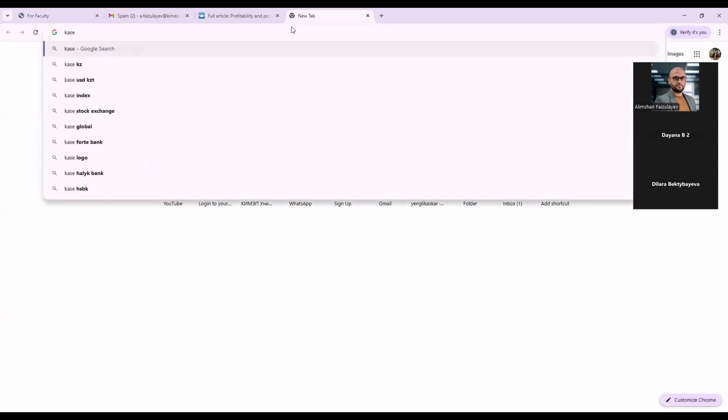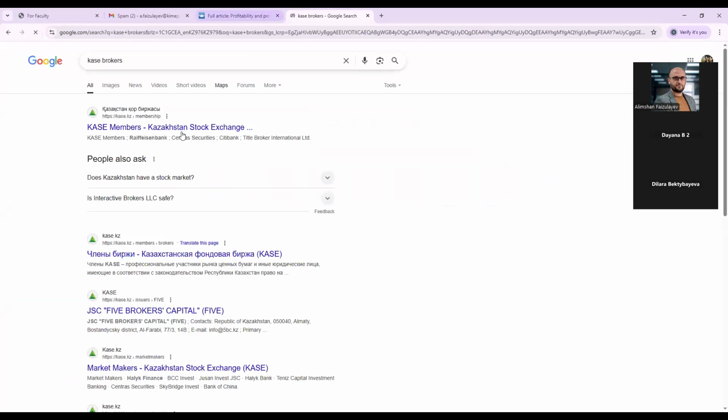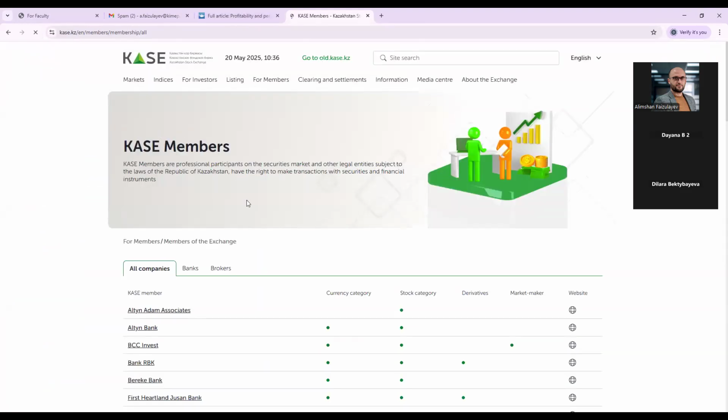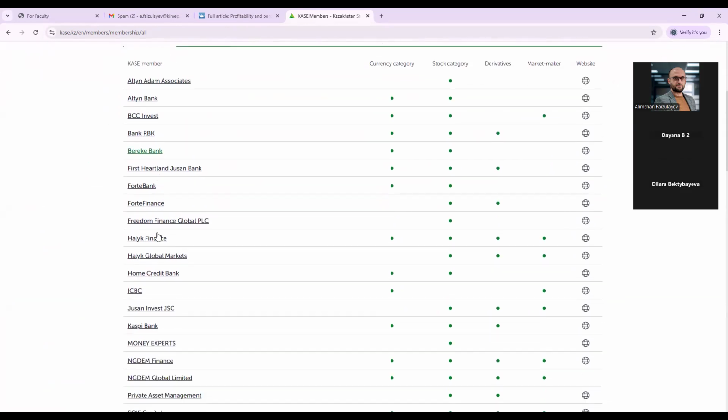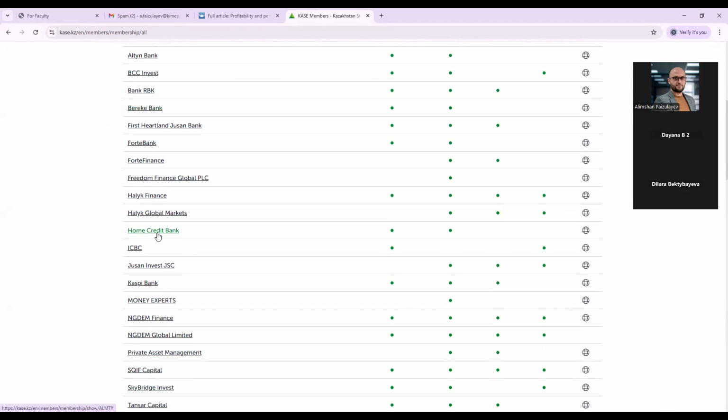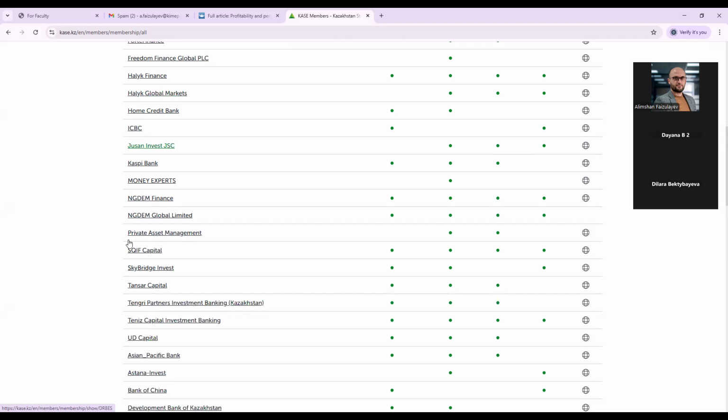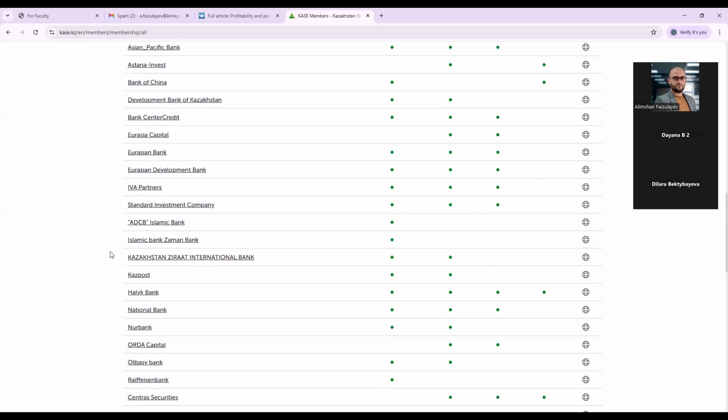So this is the list of the CASE brokers that are authorized, checked, and reliable. If you want to work, you can work with them. Each of them has their own application and website where you can register and invest. But don't trust those who advertise on Facebook and Instagram, promising you, come and invest, I'll give you 50% return in a month. There are people who believe in this.